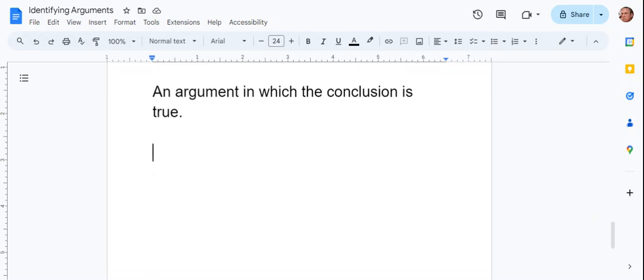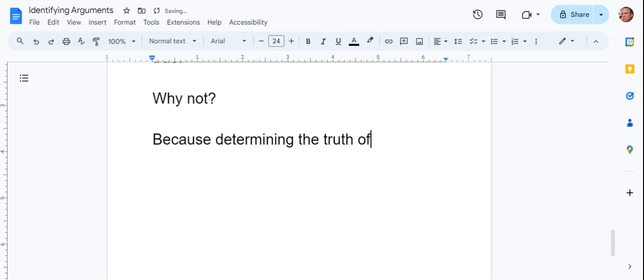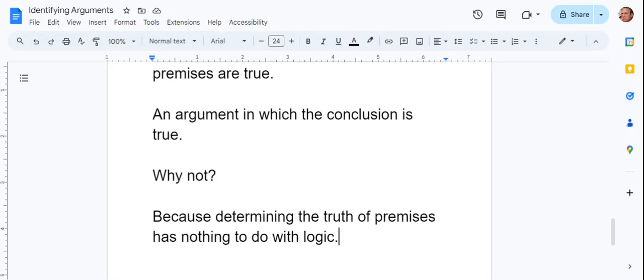But one of the things that our author, rather disappointingly, but maybe just honestly, tells us is that he is not going to be concerned with soundness. Why not? Simple reason. And that is this. Because determining the truth of premises, and remember, a sound argument is by definition one in which all the premises are true.